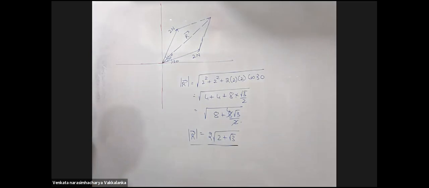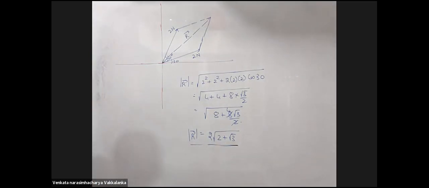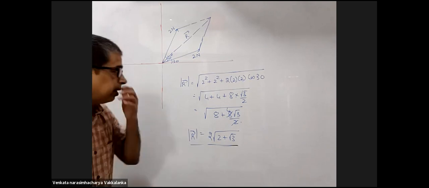Is my simplification correct? Sir, it should be 2 root 4. No, sir, it will be 2 root. Oh, sorry, sir. Nothing. Right?